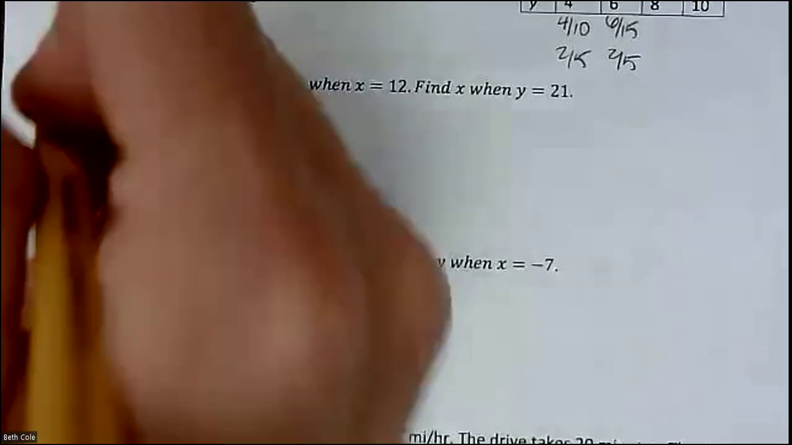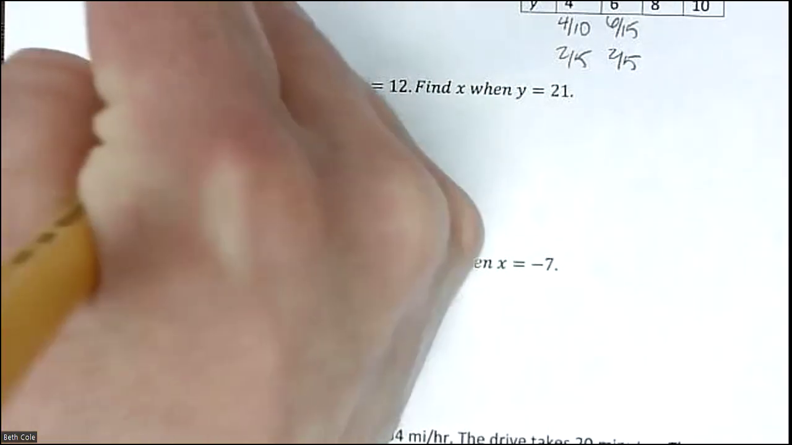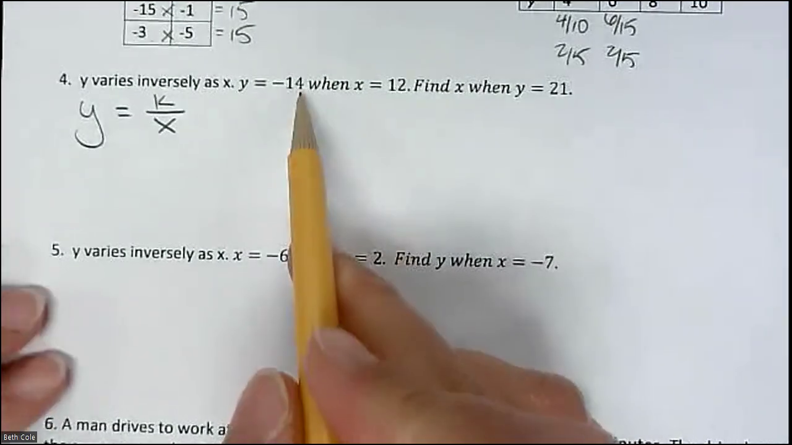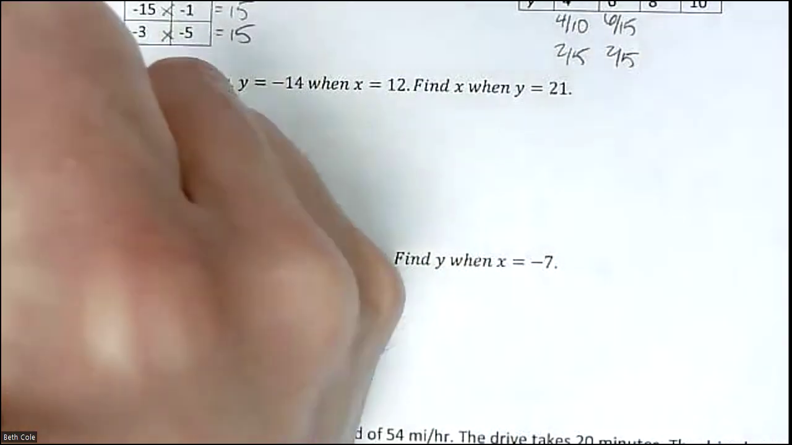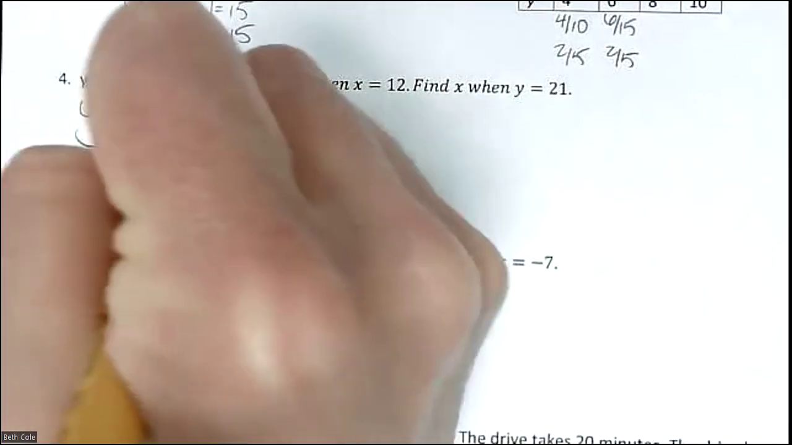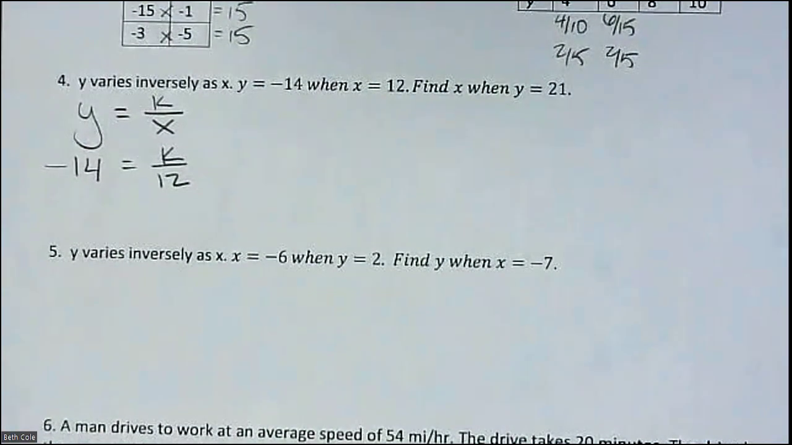Y varies inversely as x. That means you're going to write y equals k over x. Remember how direct it was y equals k times x? This time it's just a fraction. It's the only difference. Now you're just looking for numbers to plug in. Y is -14, so put that in for y. When x is 12, so you're going to put in 12 for x.